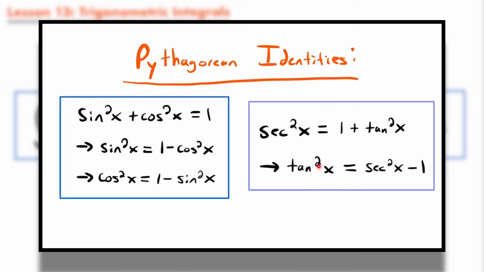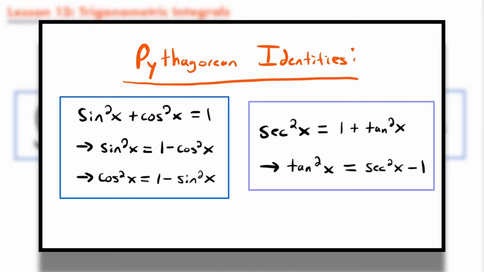And then in this box, we have our Pythagorean identity for secant and tangent, where secant squared x is equal to 1 plus tangent squared x. And from that identity, we can solve for tangent squared x and find that tangent squared x is equal to secant squared x minus 1.